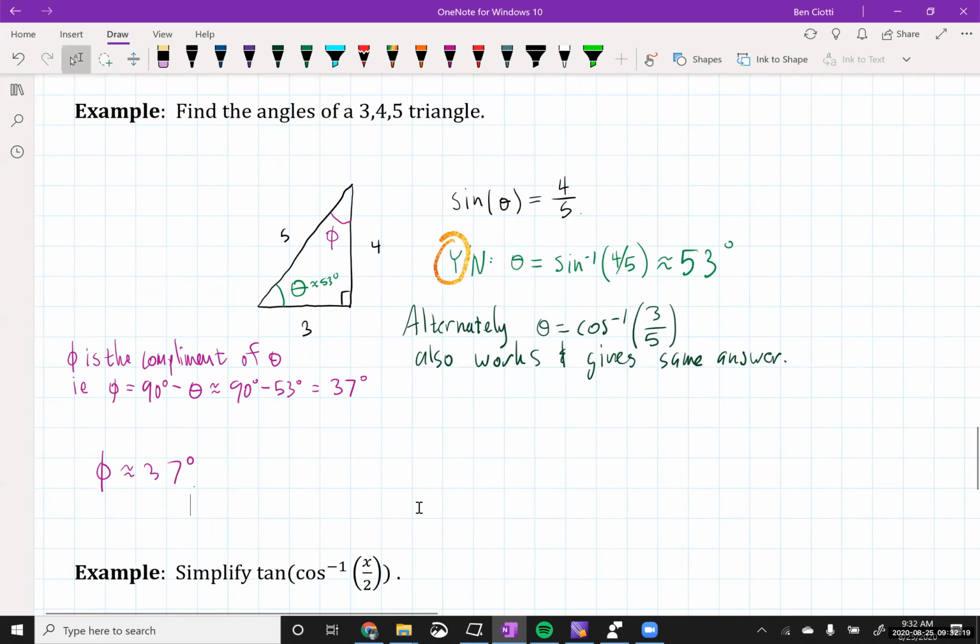Wow, okay. So we can now solve for the angles of a 3, 4, 5 triangle. This is pretty cool. We're expanding our mathematical repertoire or toolkit. And you can imagine there's all sorts of situations where it would be useful to figure out what an angle is.